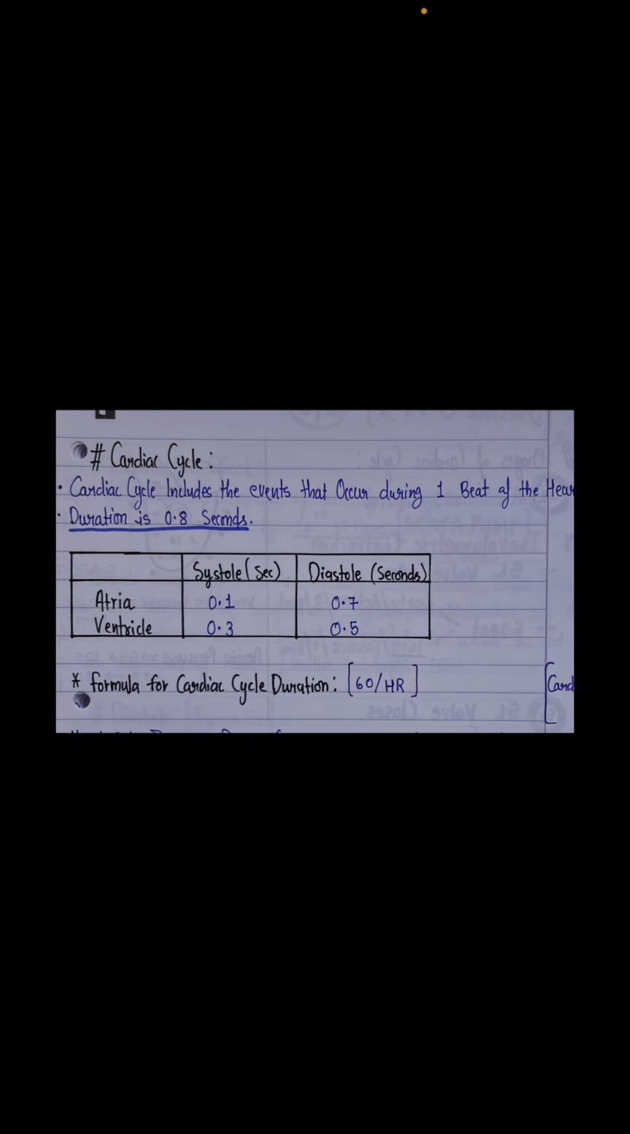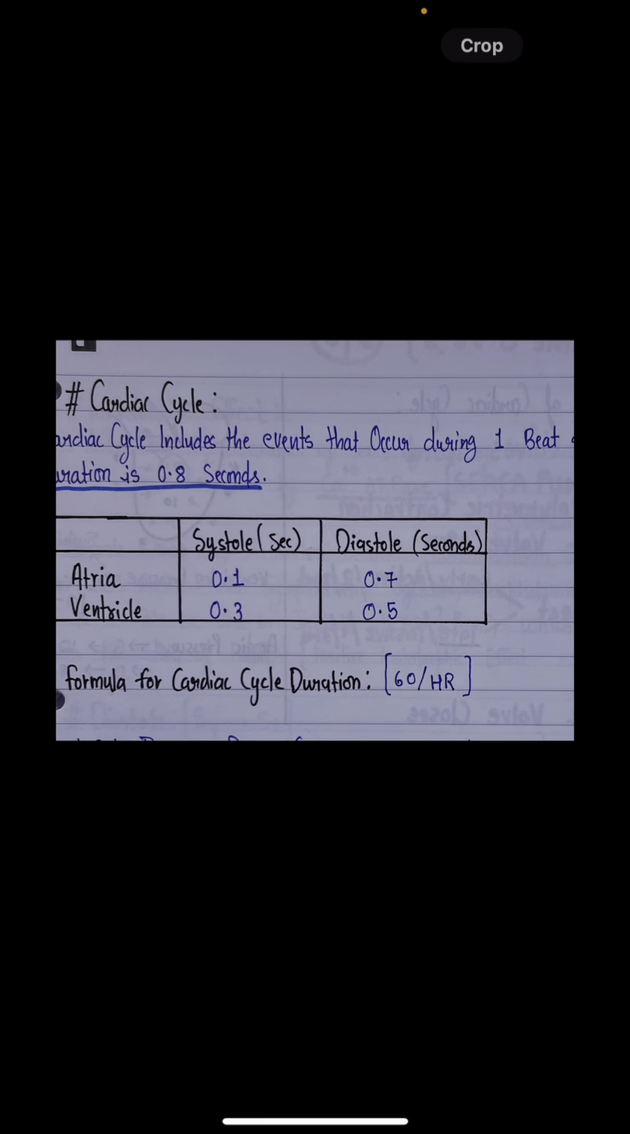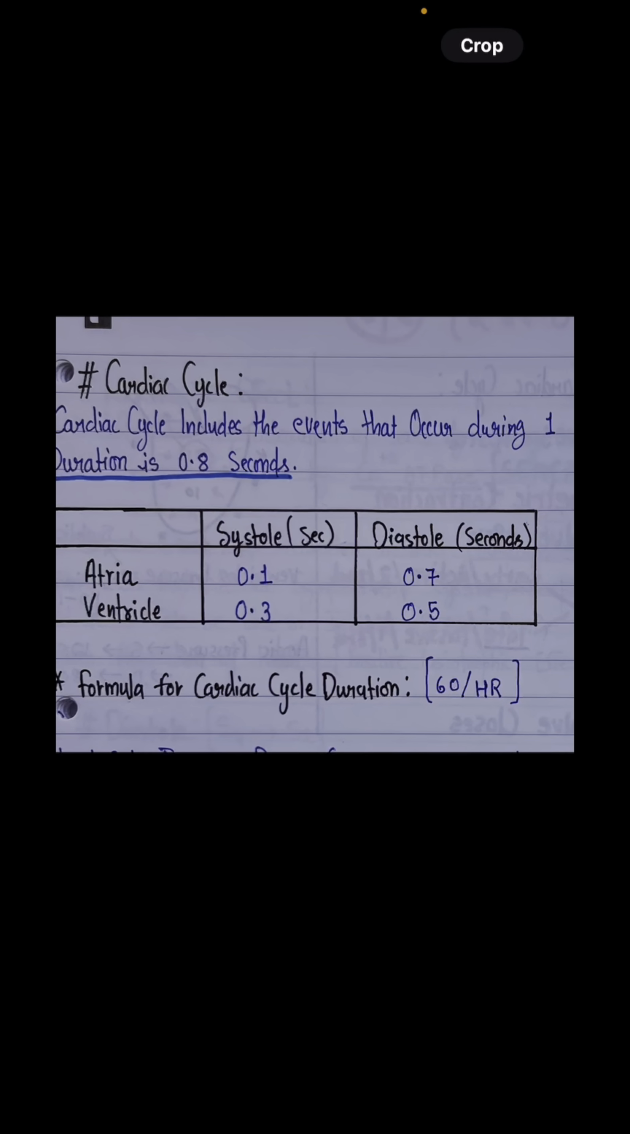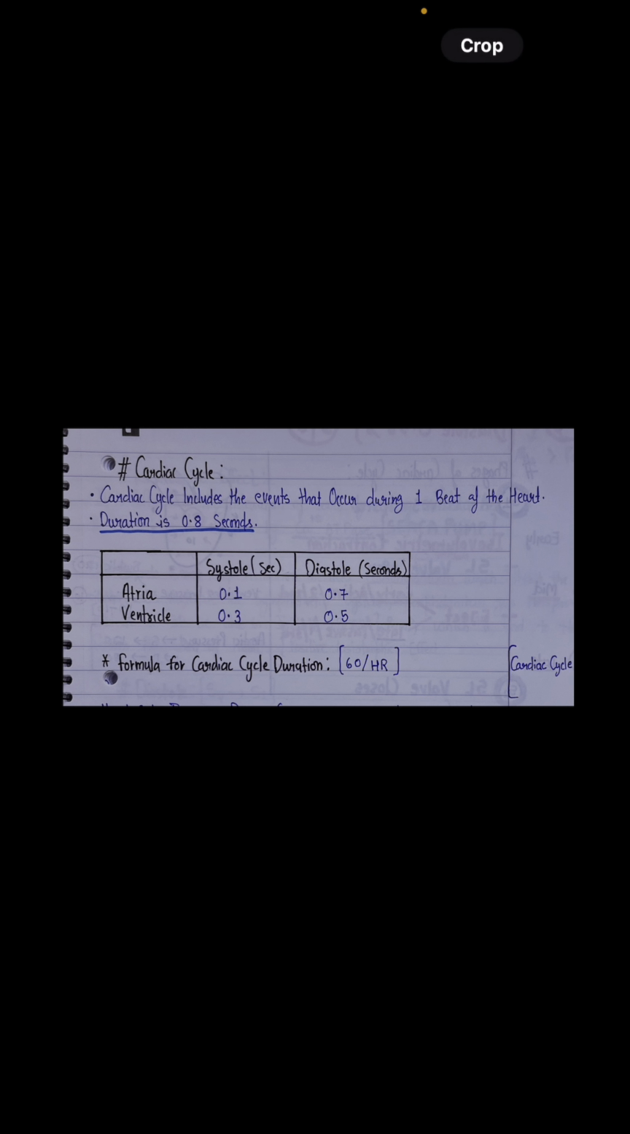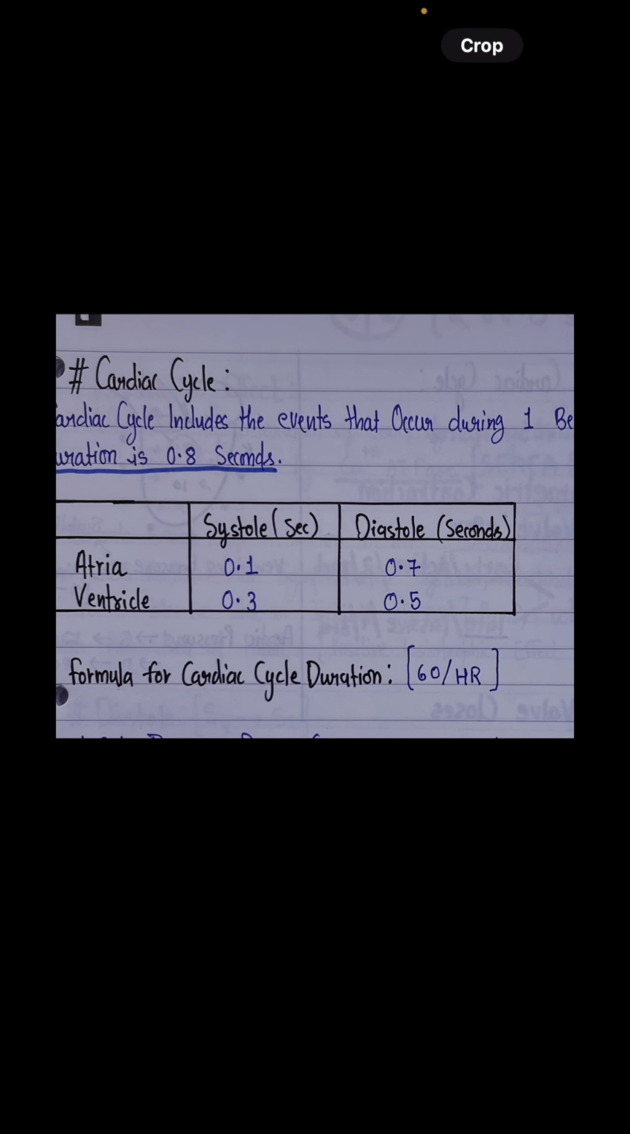Next is the cardiac cycle. A cardiac cycle includes the events that occur during one beat of the heart, in a duration of 0.8 seconds. Let's see the systole and diastole timing for the atria and ventricles. Atrial systole time is 0.1 seconds, diastole is 0.7 seconds, ventricular systole time is 0.3 seconds, and diastole time is 0.5 seconds. The formula for the cardiac cycle duration is 60 divided by heart rate.